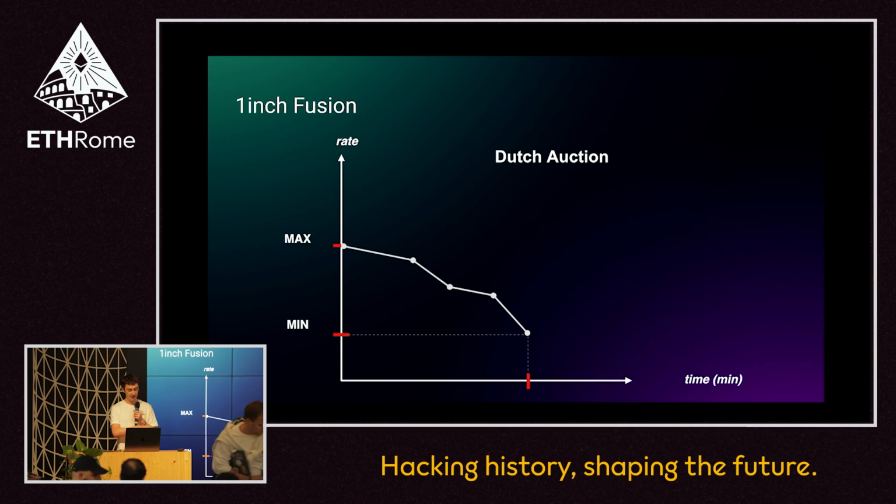So let's look at a very simplified graph of what happens behind the scenes in the Fusion system. On the y-axis, you'll have the rate for the token swap. On the x-axis, you'll have time. And it starts at some maximum value, either market rate or slightly above market rate. And over time, it will slowly go down to some minimum, at which point along this curve a resolver will jump in because it's an advantageous trade for them, and they can make money on that swap.